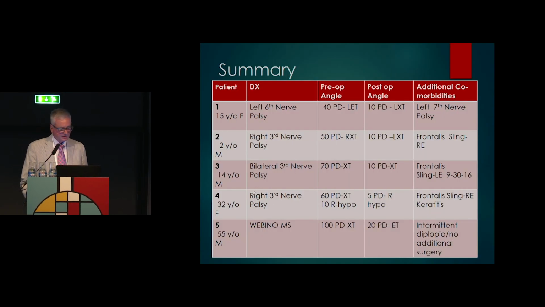Here's what it looked like at the end. This is the way he looked at the end of the procedure. We've done 5 cases. I've only presented 3. One was only 2 years old, with a complete right third nerve palsy. But you can see the degrees of strabismus that they had prior. You can see most of them ended up within 10 prism diopters. And the third required frontalis sling operations.